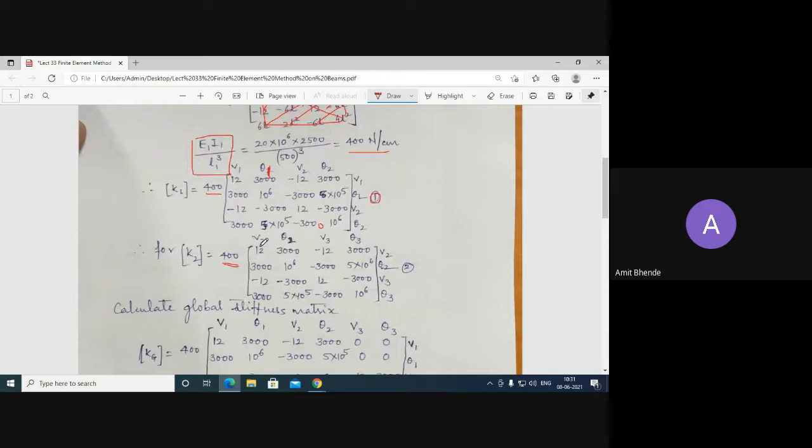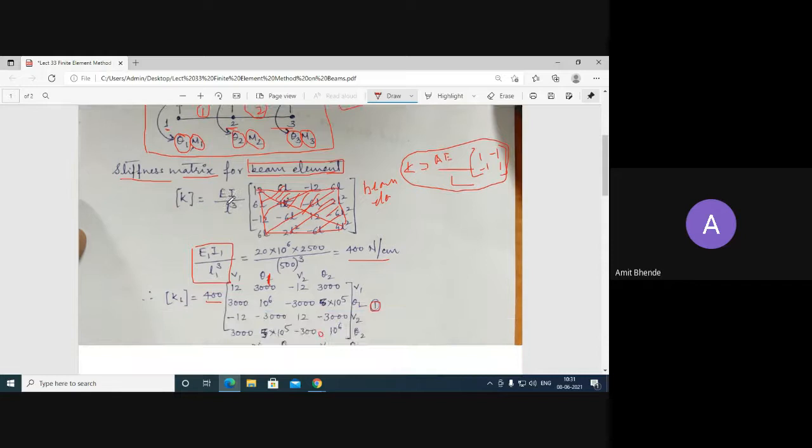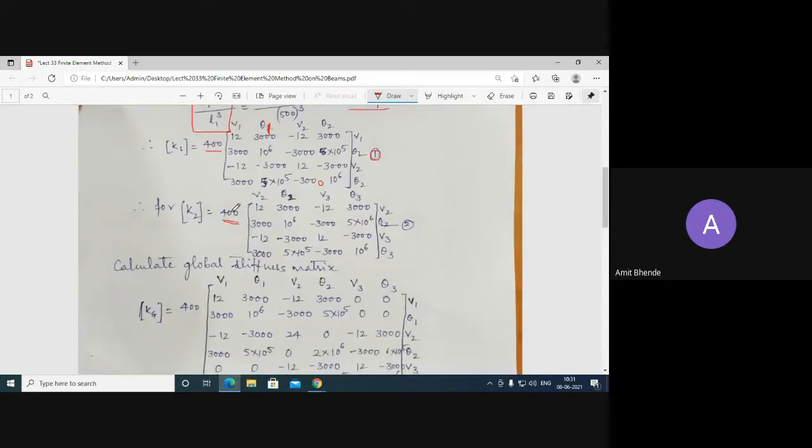Now find out the matrix values. Again the matrix values will be exactly the same because here the physical dimensions are not changing, the loading condition is also not changing. So that is why the stiffness matrix of element number 1 and element number 2 would appear exactly the same.